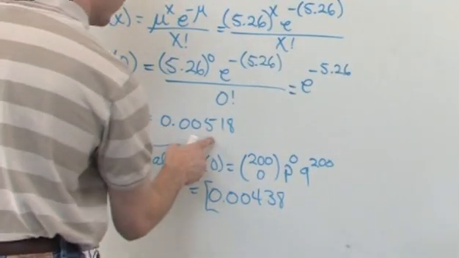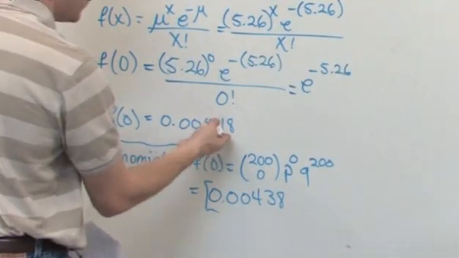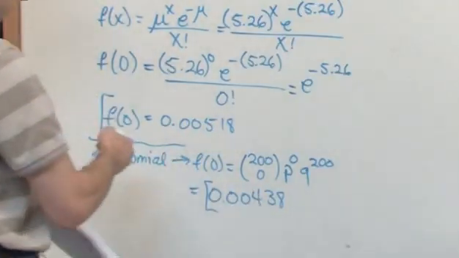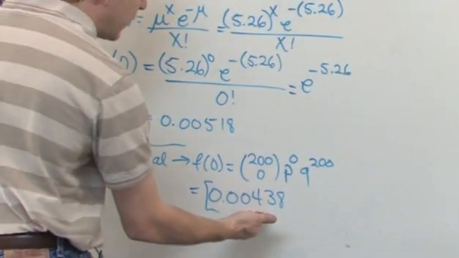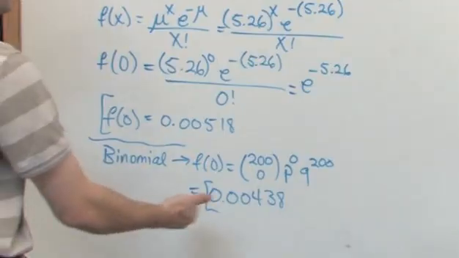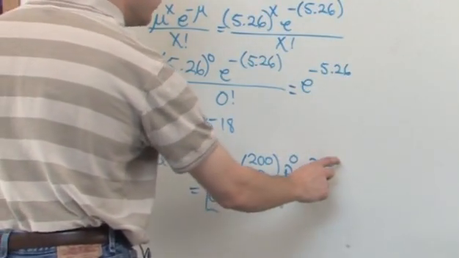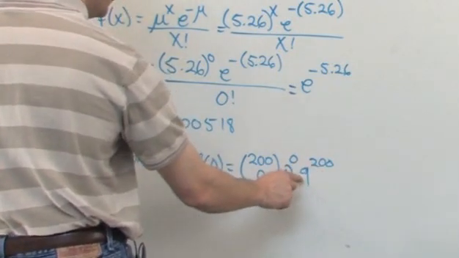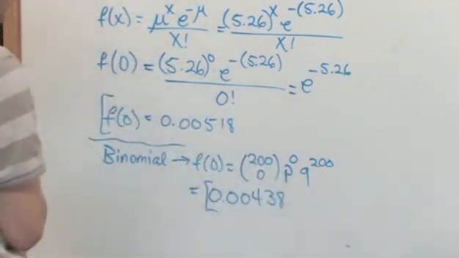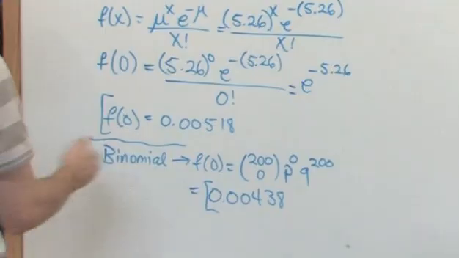So you can see these two numbers are pretty close, okay? 0.00518 and 0.00438, they're fairly close. This is actually the correct answer using the binomial distribution. This is my 0 wins with my probability of winning. This is my 200 losses in a row with my losing probability, and these are the number of combinations of ways to do that, okay? That's the answer you get.